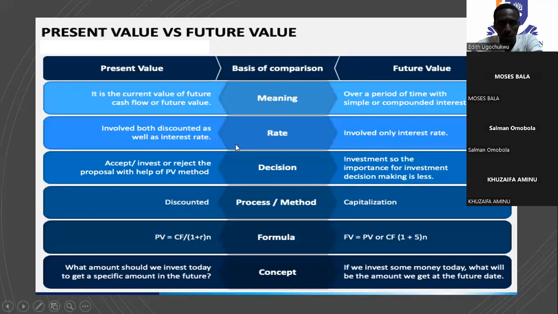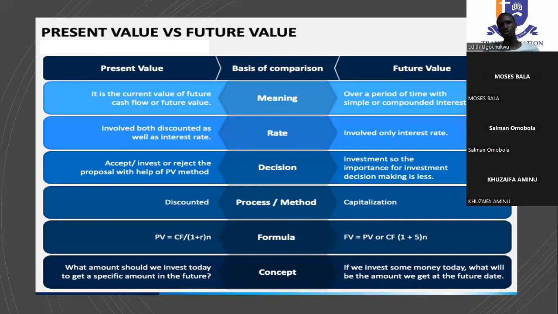See now another difference: present value or future value, basis of comparison. For present value, it is the current value of a future cash flow. While for future value, it is the value over a period of time with simple or compound interest. So present value has to do with what you have at the beginning, what you have at the moment.